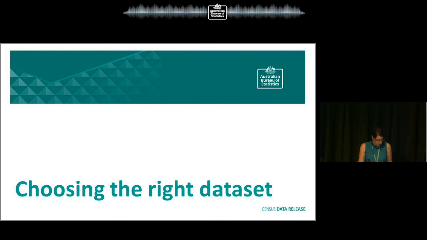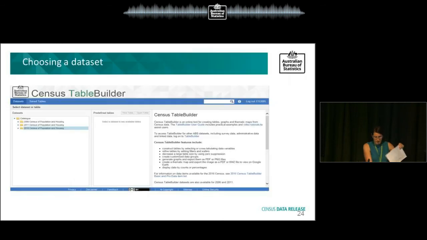Next we're on to choosing the right data set. When you open up TableBuilder, you will come straight into this page. I'm sure some of you might have tried to come into this page and thought, oh, it's too hard. But that's what we're here for. Over the right-hand side, we have a bunch of links. The link to the user guide and the tutorials, as I've said. We've also got our data item list somewhere in here. Here we go. And if we scroll down further, we have links to ABS maps and the Census Dictionary too.